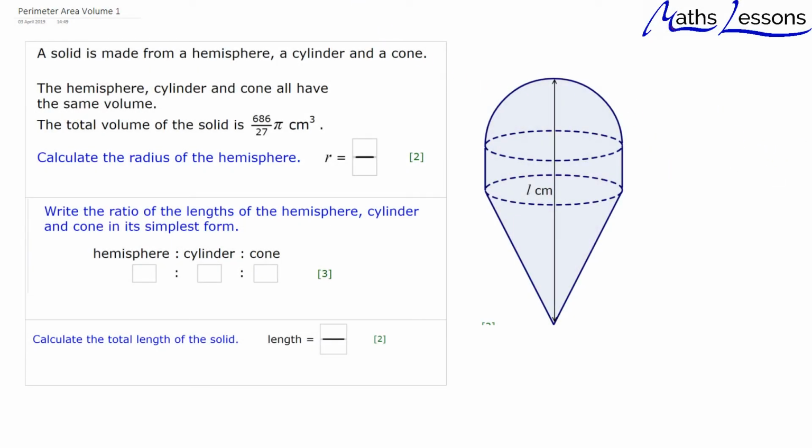Right, welcome to today's stream. It's going to be on gain on volumes and surface areas, just like yesterday, but the questions will be a bit more tricky at level 8 and 9 standard. So here's our first question.